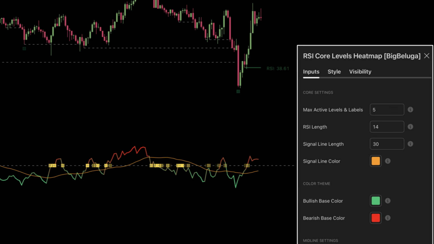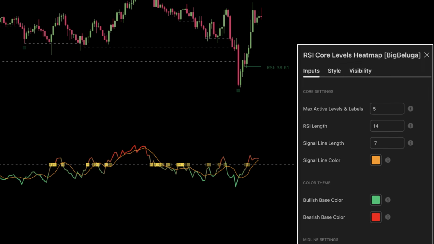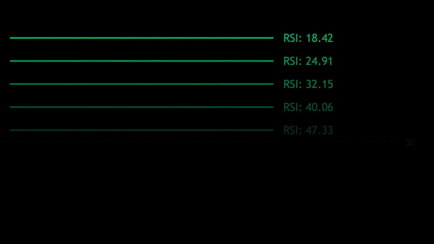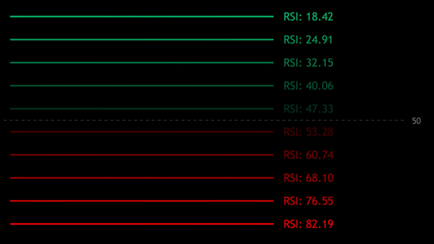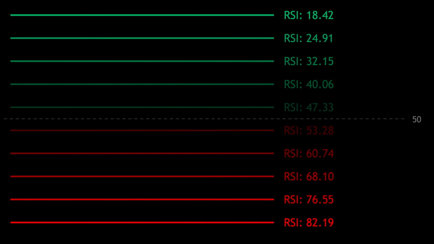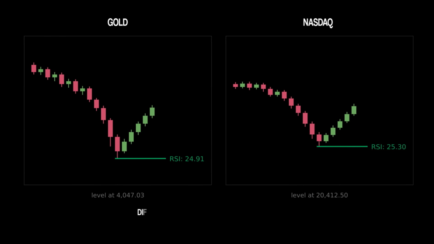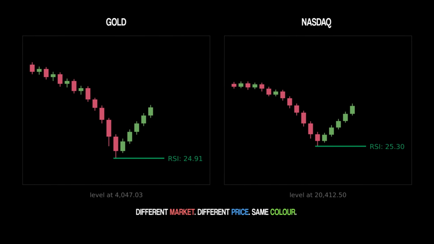Raise it, and they cross far less often, so you get fewer levels that each formed on a bigger turn. Lower it, and the chart fills with levels that mean very little. Now the part that isn't in the panel. Those color intensities are pinned to fixed RSI values in the code, and none of it shifts when you change your settings or your market. Which means the color is comparable everywhere. A solid green level on gold means the same thing as a solid green on the NASDAQ, on any time frame, on anyone's chart. It's already a fixed scale.